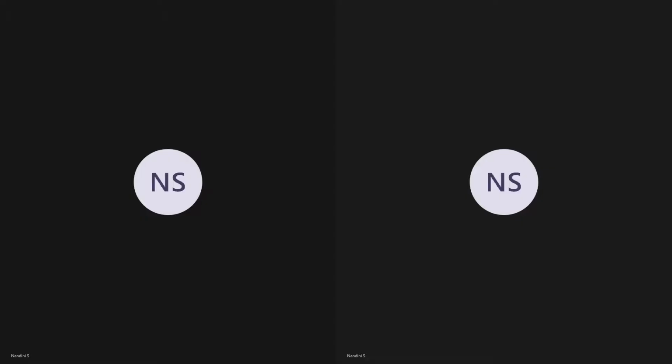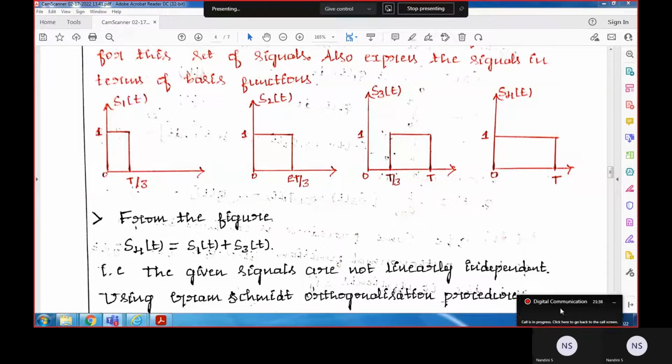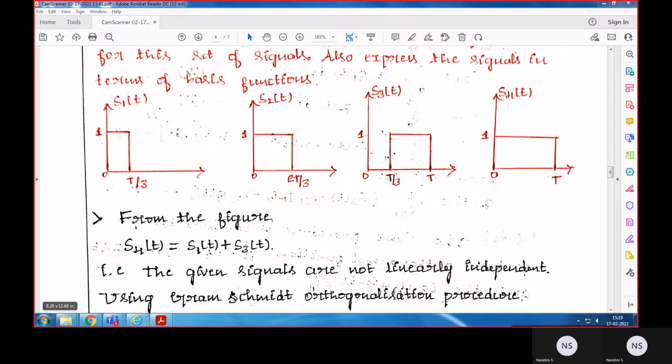So now by looking at the signals, you can come to a conclusion that S4 of t is the sum of S1 of t and S3 of t.